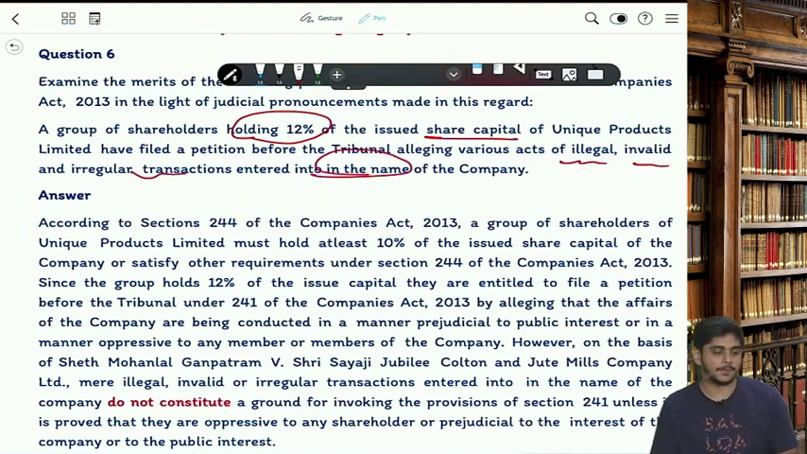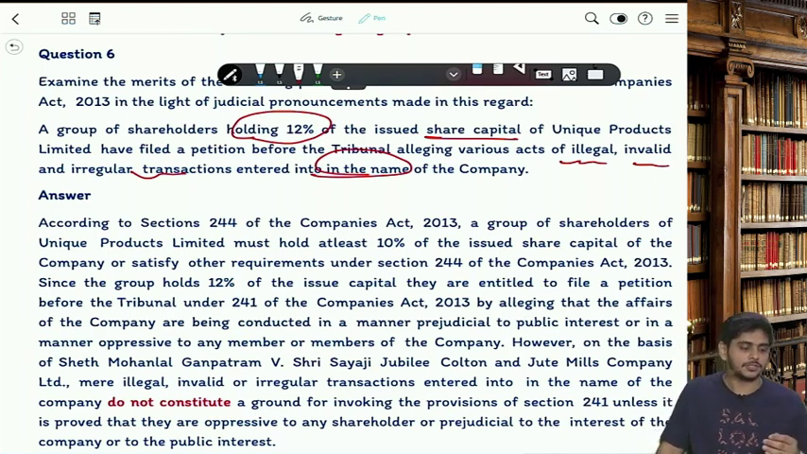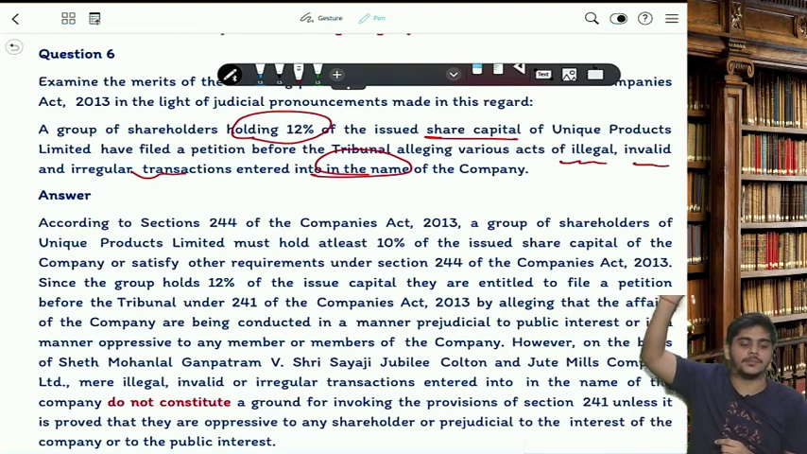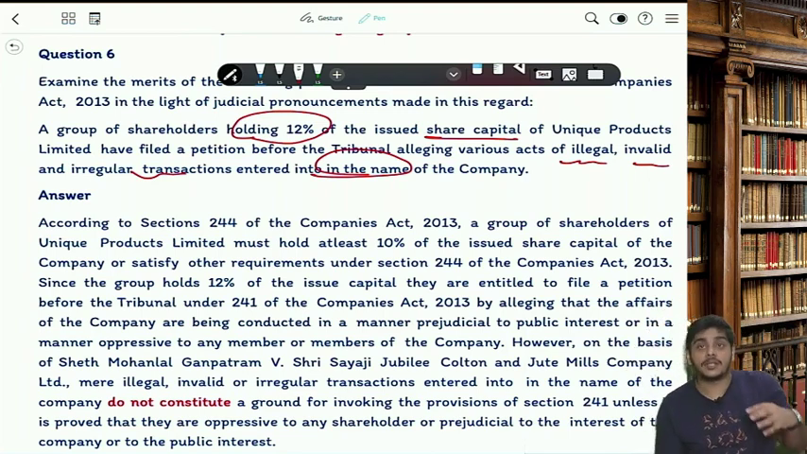So guys, always remember, the petition holding 1/10 of issued share capital of company, you can make an application, no problem. But just because it is illegal, invalid, irregular, it will not be said to be oppressive. The effects should be such that it should go to wind up of the company. It should be so severe that it should result into the winding up of the company. And if it is resulting into the winding up of company, then only it is oppressive.